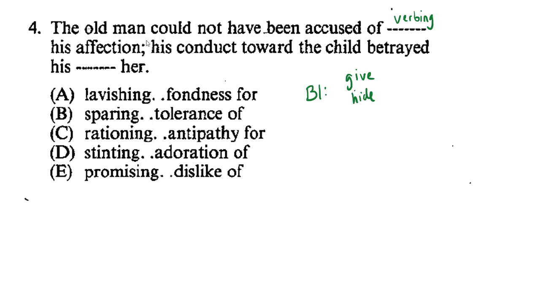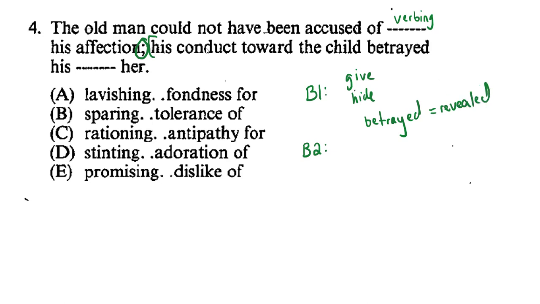And then hopefully, see this thing right here? This part two supports part one. So we can learn something from part two here. So his conduct toward the child betrayed his blank for her. For blank number two, the first thing that I want you to notice is the word betrayed. And betrayed on the GRE doesn't really mean I stab you in the back. What it means is revealed.